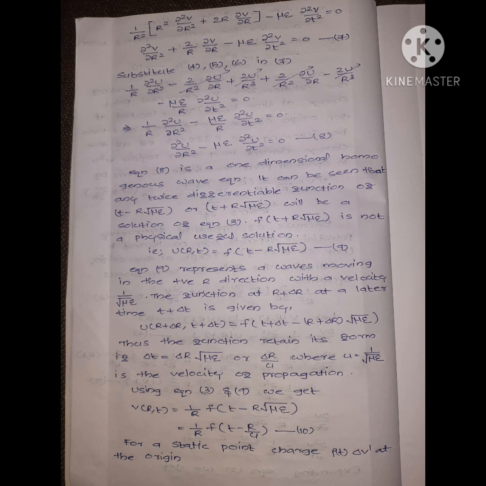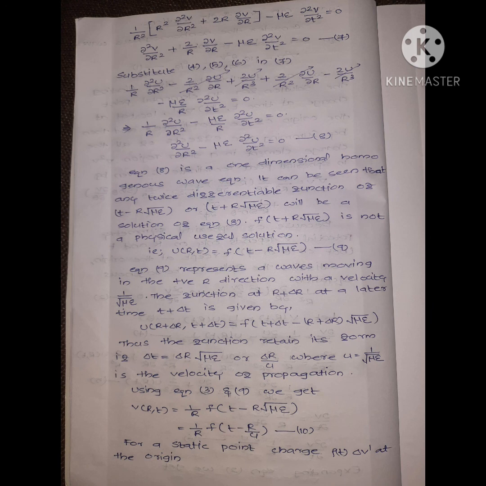The function at r + Δr at a later time t + Δt is u(r + Δr, t + Δt) = f(t + Δt − (r + Δr)√(με)). This function retains its form if Δt = Δr √(με), or Δr/Δt = u, where u = 1/√(με). This is the velocity of propagation. It is called the velocity of propagation.